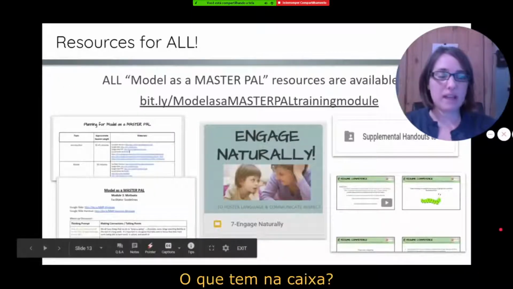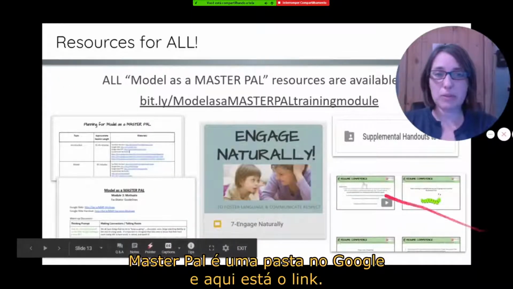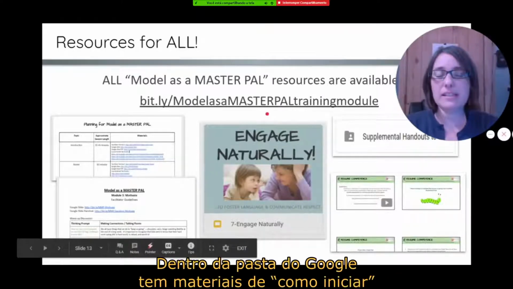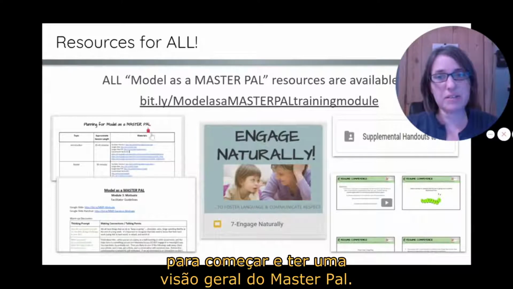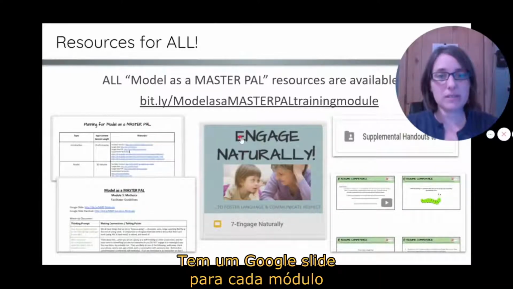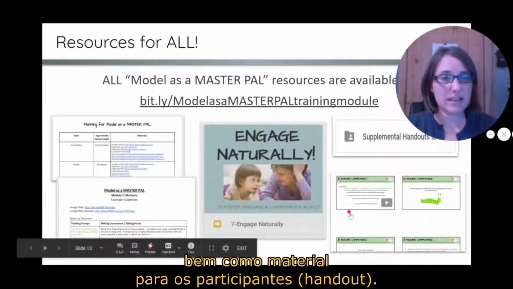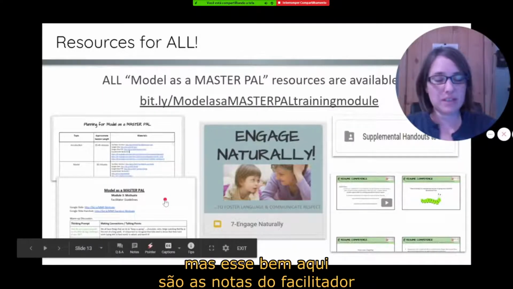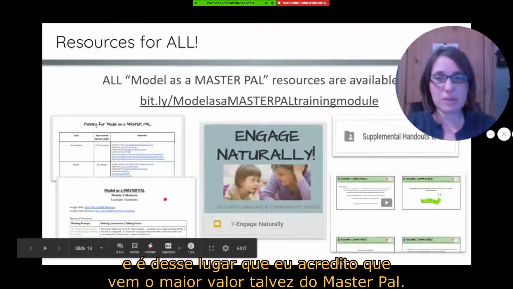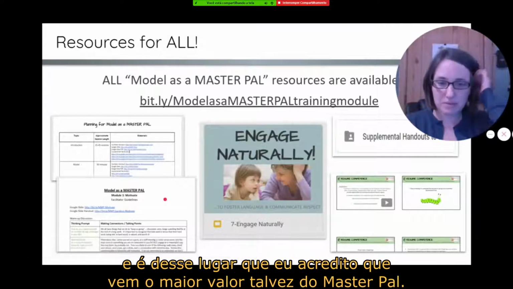So what's in the box? MasterPal is a Google folder, and here's the link right here. Inside the Google folder, there are getting started materials, so you can get an overview of MasterPal. There is a Google slide for each module, as well as a handout. There's a folder of supplemental resources, but this right here is the facilitator guideline. And this, I think, is where the greatest value, perhaps, of MasterPal comes.